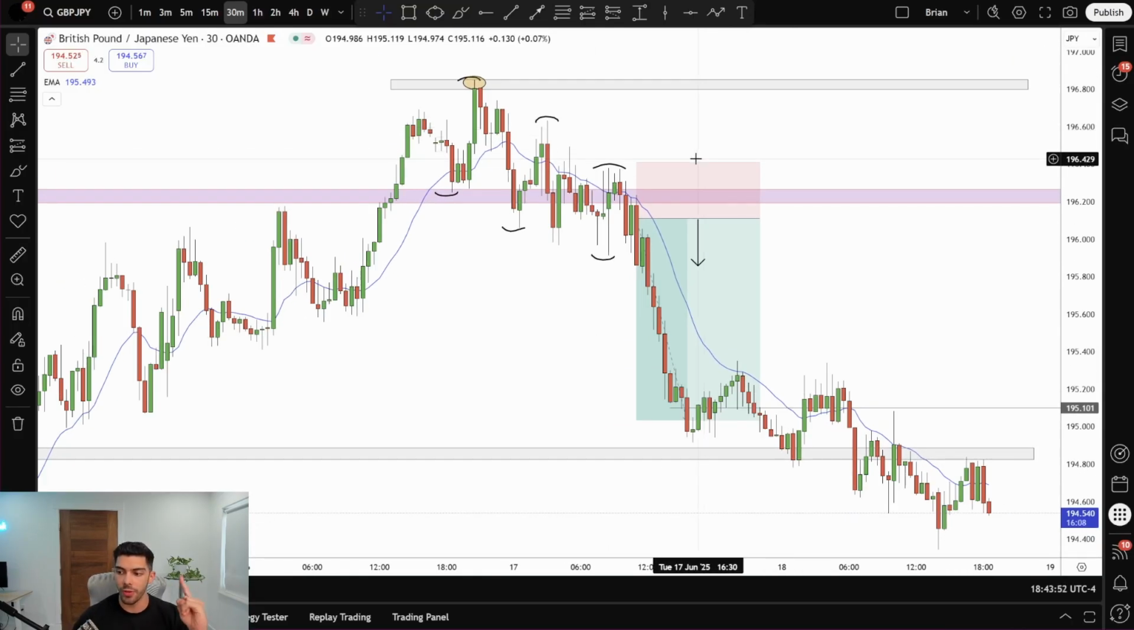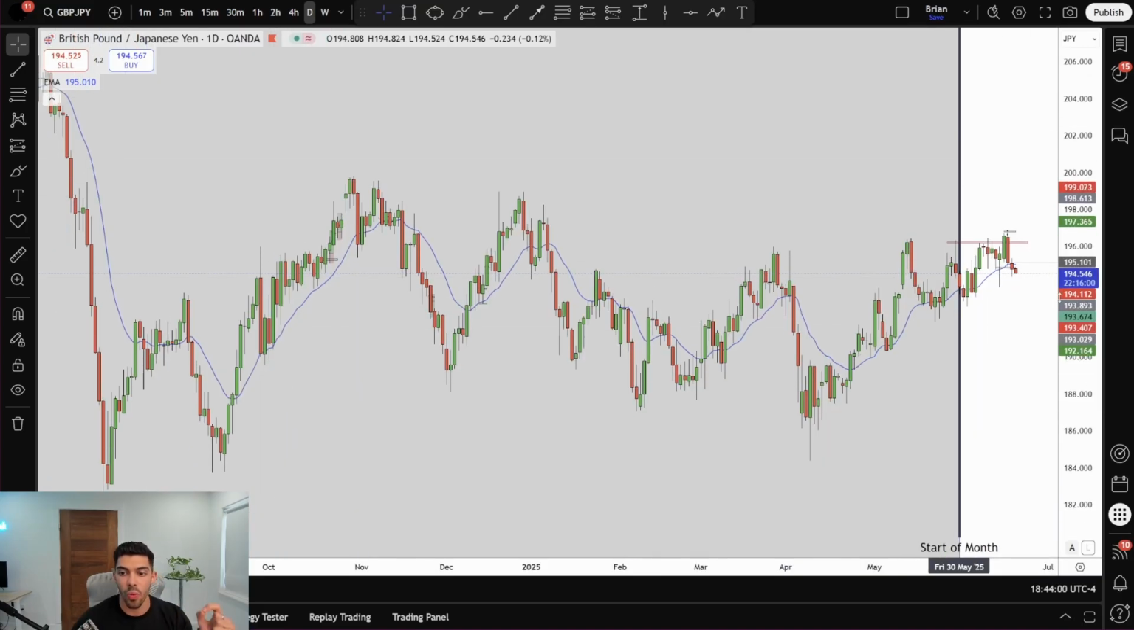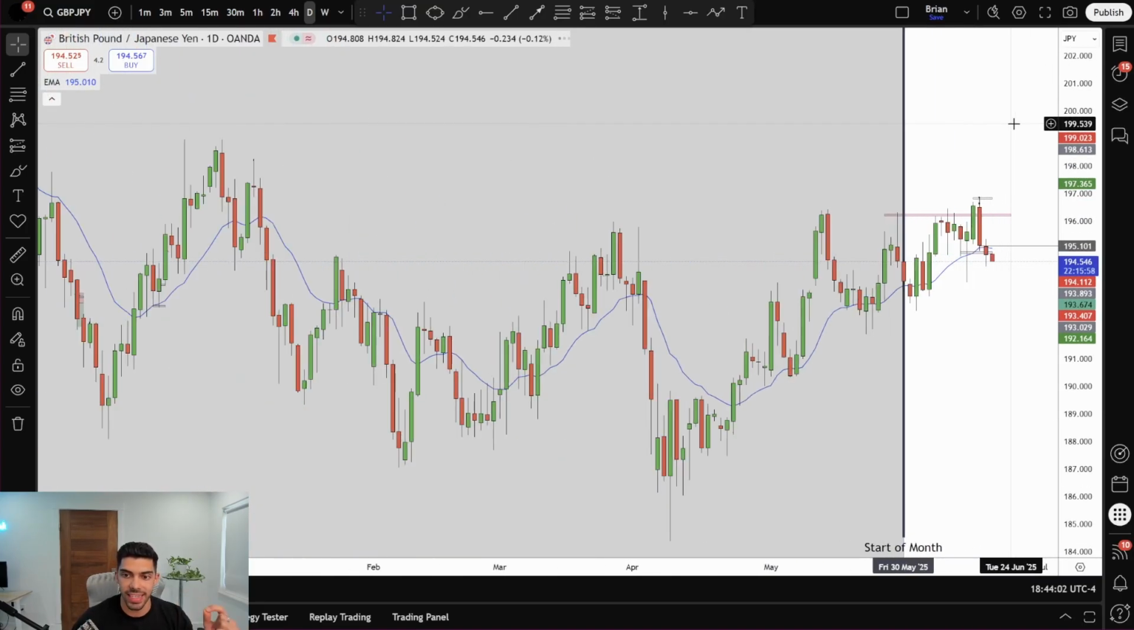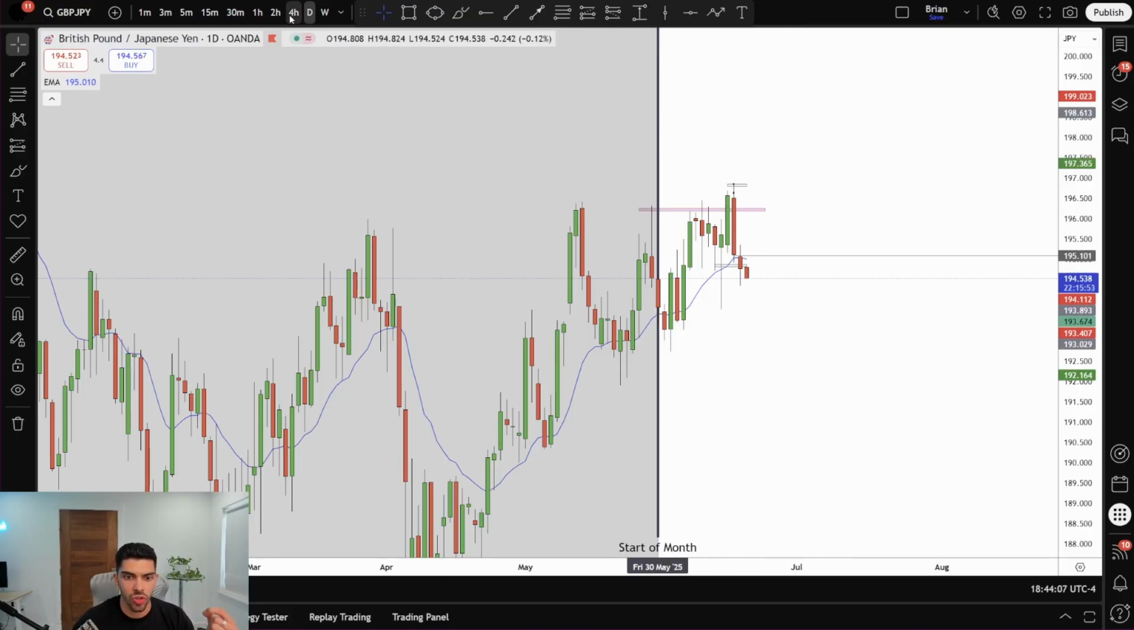Everyone was looking for buys on GJ, and I was only looking for sells. This was so confusing to a lot of people because it was a bullish market. Yes, it was. However, the market shifted structure to the downside.